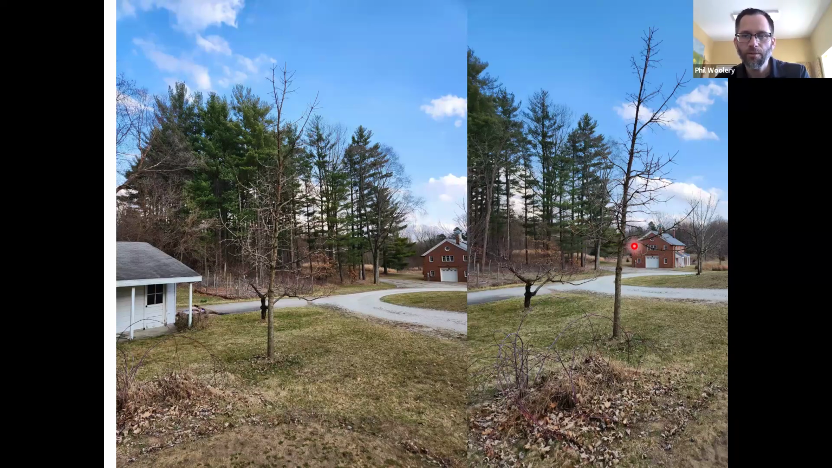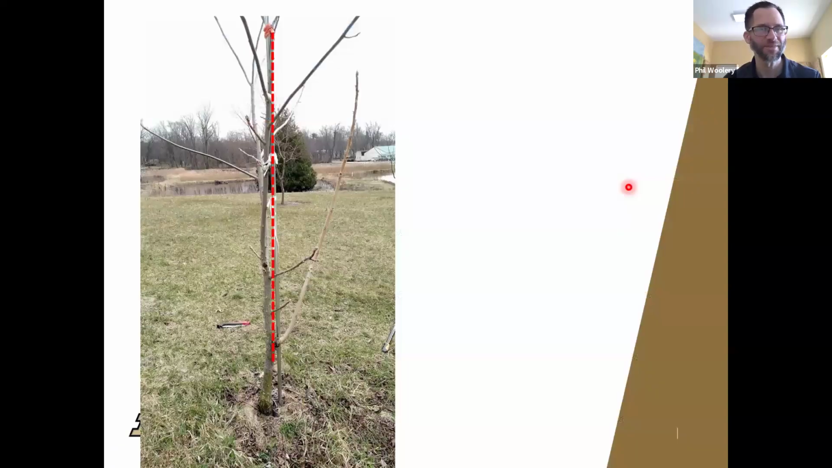So, you know, we're probably about 6 or 7 feet is where that point is. And I don't know, I would prefer like 10 feet for the bottom branch. Here's another example.